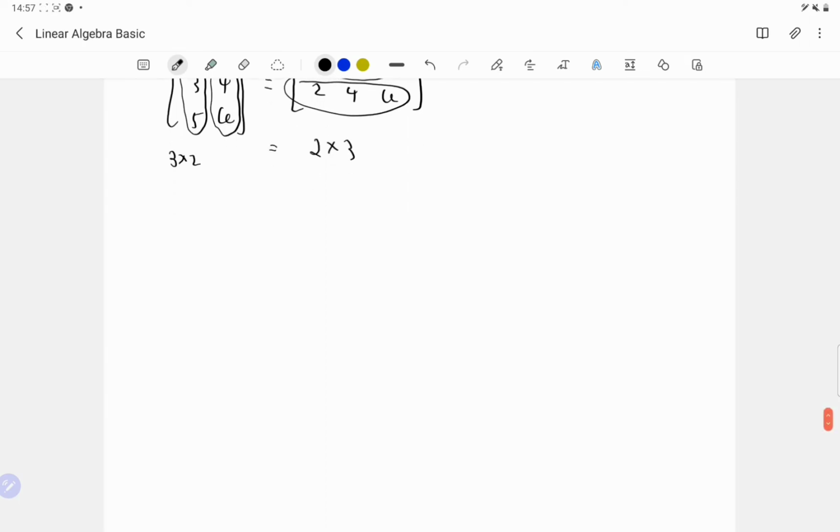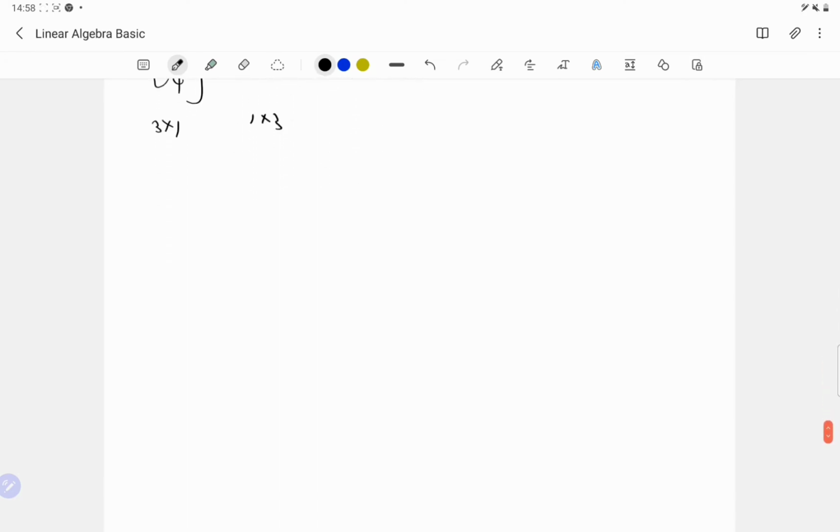Okay, I'll give you the last example. What if you have this column 1 2 3? What's the transpose for that? What's the size of this? Correct, 3 by 1. The transpose should be 1 by 3. So it's just 1, 2, 3.